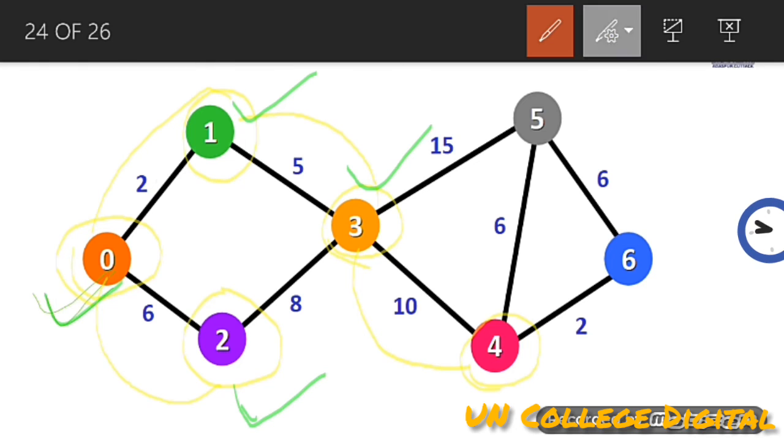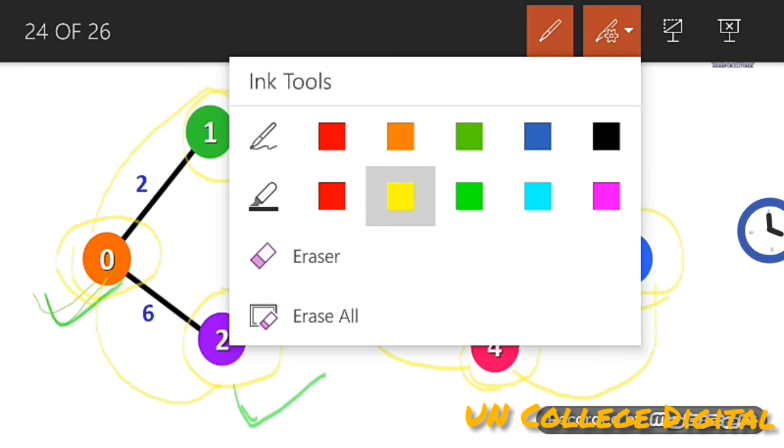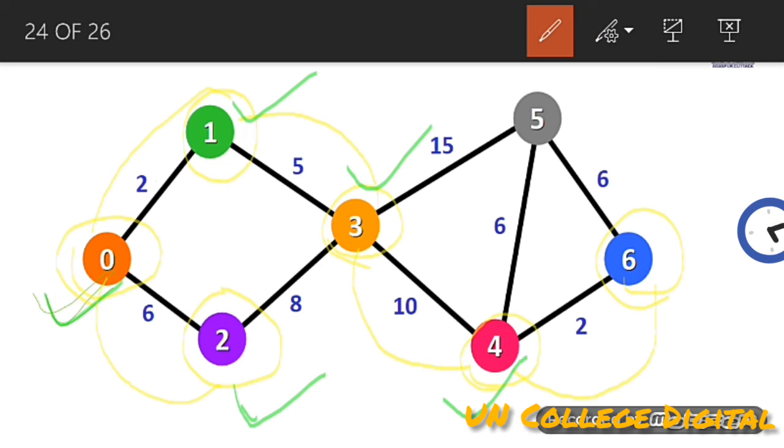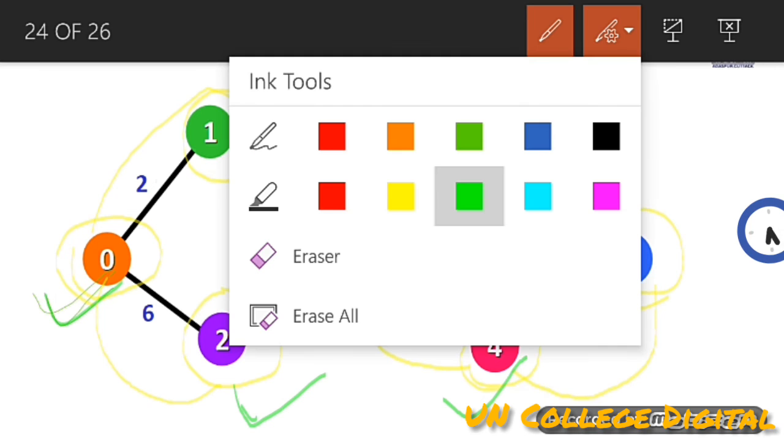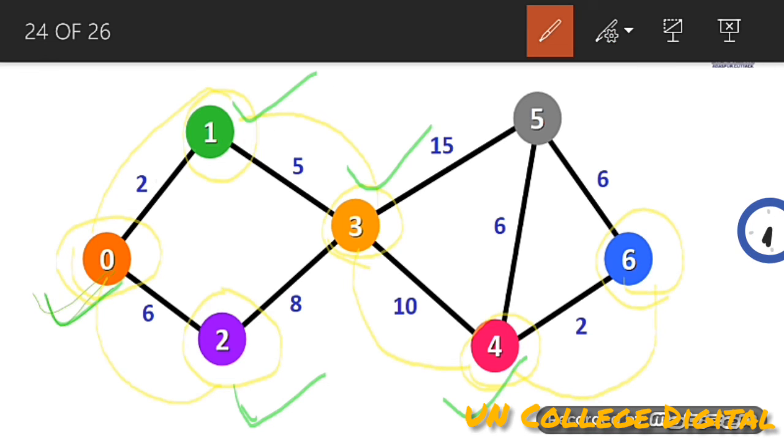Now we are at 4, and after reaching 4, again we will try to find all the adjacent vertices, that is 6 and 5. 4 to 6 is 2. 4 to 5 is 6. As 2 is smaller, we will use 4 to 6, and now we are here, and let me give a tick mark at 4, and we are at 6. After reaching 6, again we will check the adjacent vertices which have the minimum weight. 6 to 5 is 6, and 4 to 5 is 6.